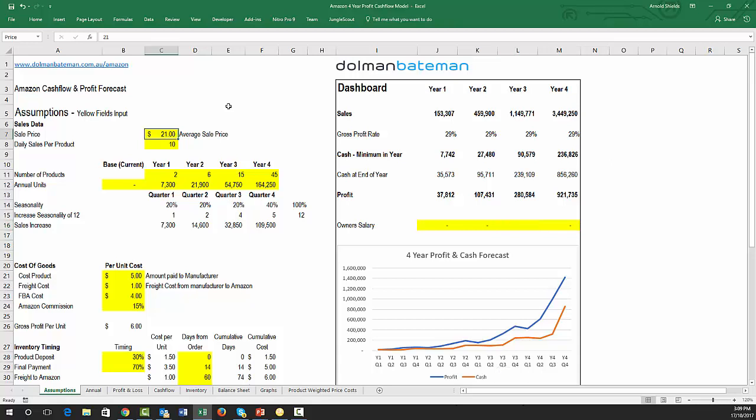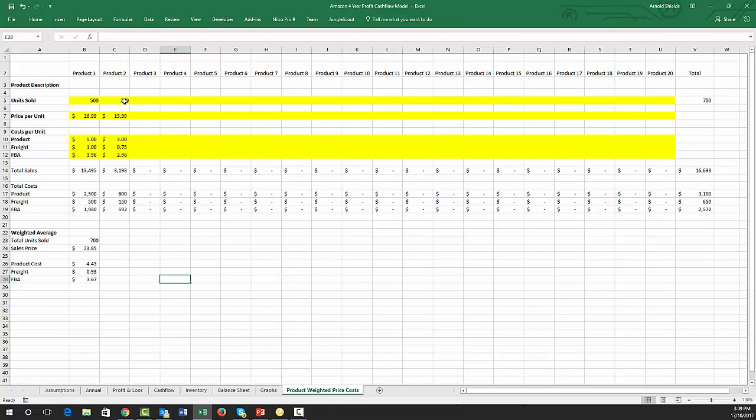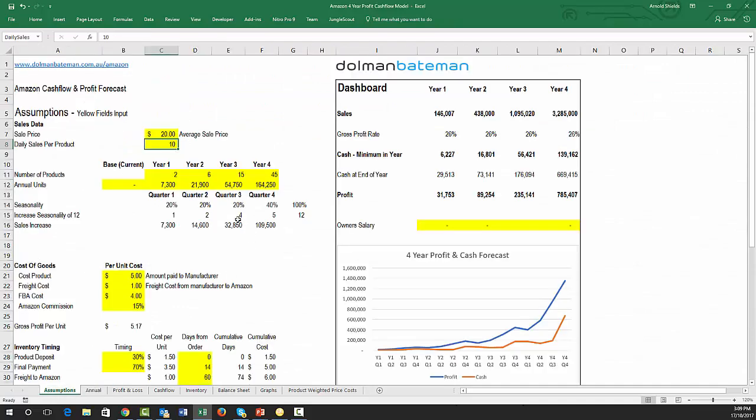So the first assumption we've got in here is the daily sales price. We have that as $20. If you've got multiple products, you can go in here and get the weighted average cost for those products. Of course, you can also get that number if you're already selling on Amazon from your business reports in Seller Central. It'll be under business reports and the daily sales. You could probably convert it to monthly to get an average, and you should be able to see the average sale price you've got there.